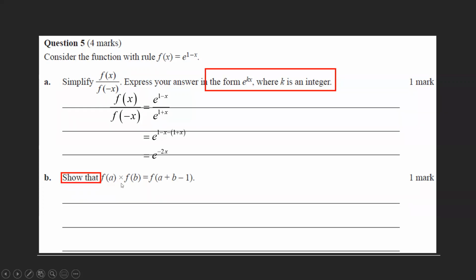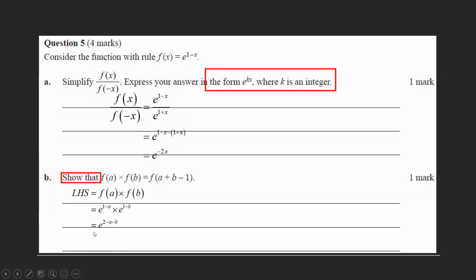Show that f of a times f of b equals f of a plus b minus 1. Either side is not a very simple expression, so you need to show both sides work, okay? F of a times f of b, evaluate that from the left-hand side. You will end up with e to the power of 2 minus a minus b. Just add up these two indices, okay?